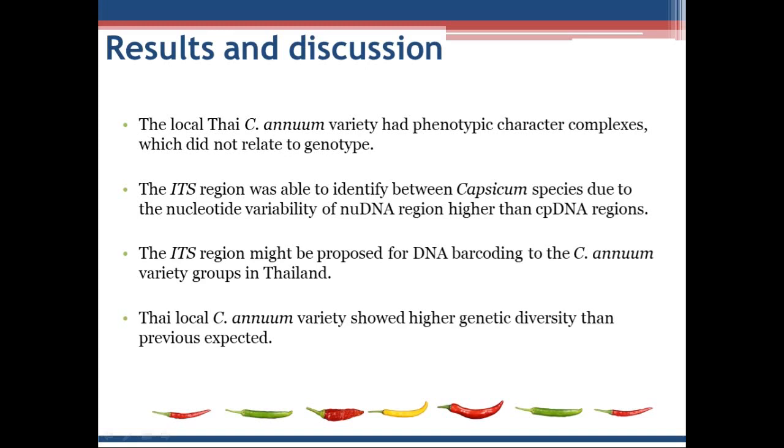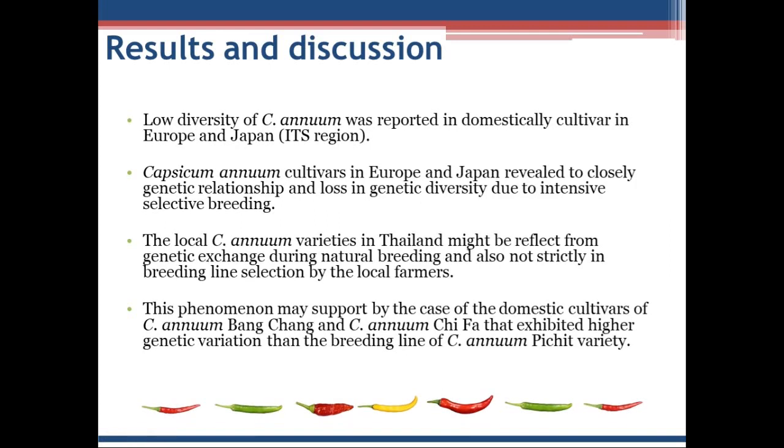Thai local Capsicum annuum varieties show higher genetic diversity than previously expected. Low genetic diversity of Capsicum annuum was reported in domestic cultivars in Europe and Japan based on the ITS region. Capsicum annuum cultivars in Europe and Japan revealed a close genetic relationship and loss in genetic diversity due to intensive selective breeding.